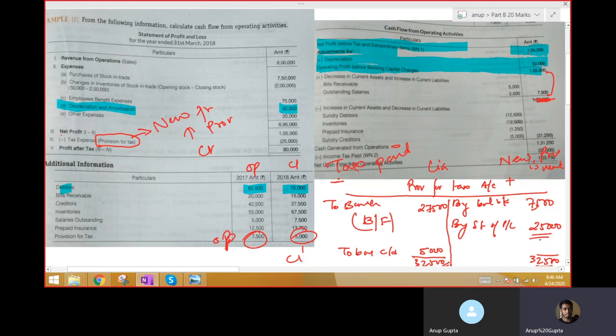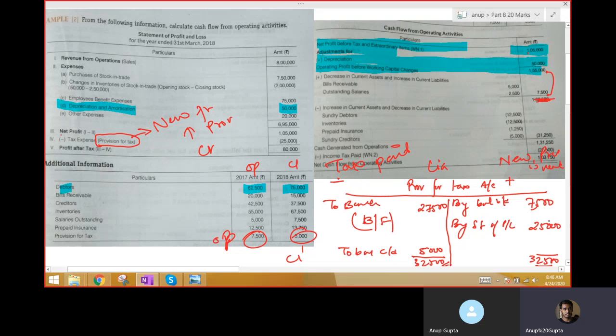And why do we write statement of P&L? Because if you remember class 11, provision is a charge, and a charge will be debited in the P&L. So see, the charge is debited from the P&L. So this is the statement of P&L account debit to provision for tax.